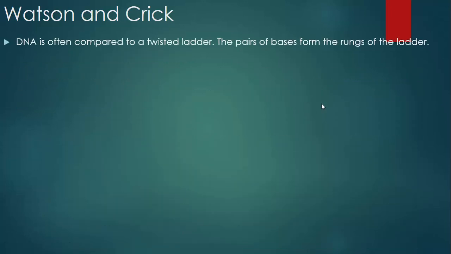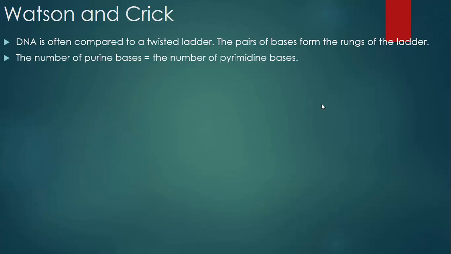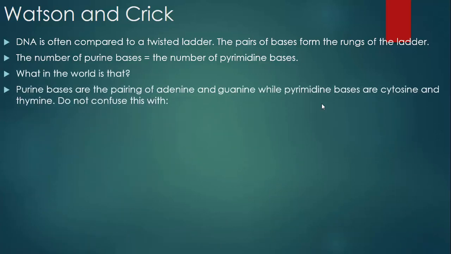So Watson and Crick: DNA is often compared to a twisted ladder. The pairs of bases form the rungs of the ladder. The number of purine bases is equal to the number of pyrimidine bases. So what in the world does that even mean? Well, the purine bases are adenine and guanine. Now, we're not saying that adenine pairs with guanine. We're saying the things that adenine pairs with and the things that guanine pairs with are purine bases, while pyrimidine bases deal with cytosine and thymine.